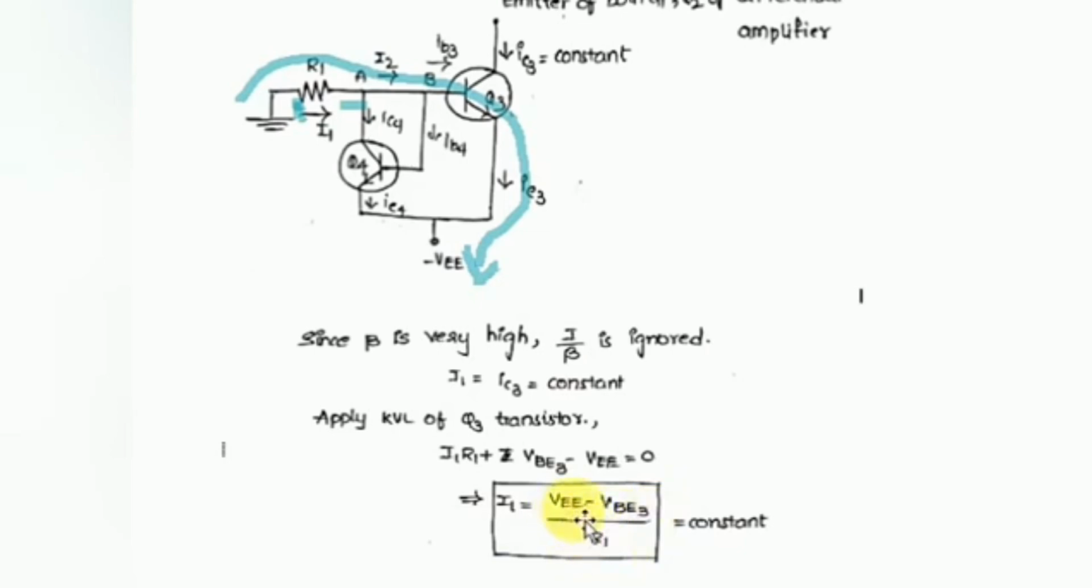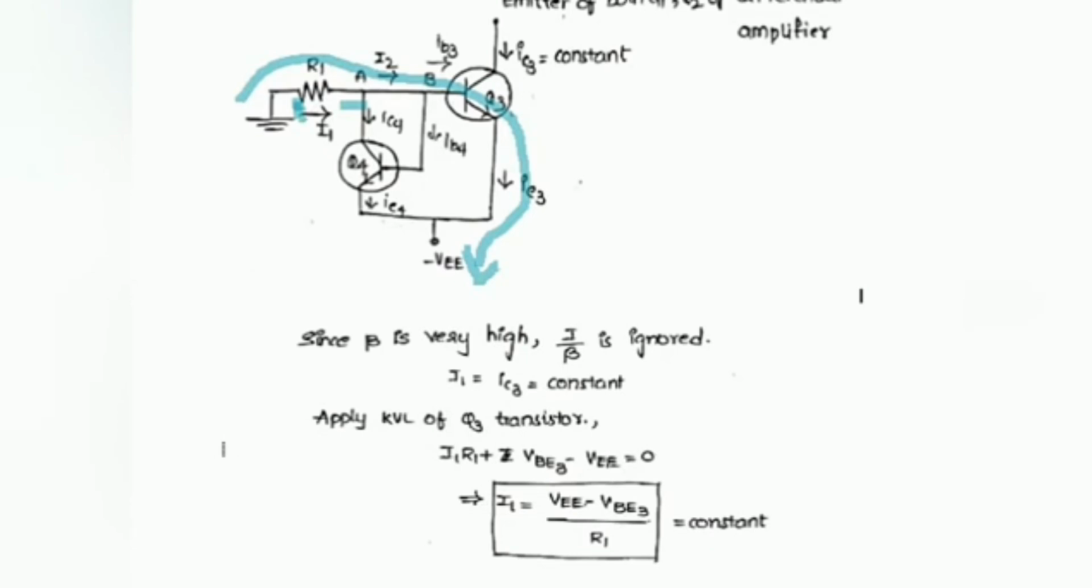VEE is a constant value, that is a supply voltage, and VBE is also a constant value, nothing but the cut-in voltage of transistor Q3. And here the R1 value should be maintained in such a way that the value I1 is always equal to the IC3 value. So this is the second method that is used in order to provide the high input resistance, nothing but the high resistance value of RE, and providing a constant current.